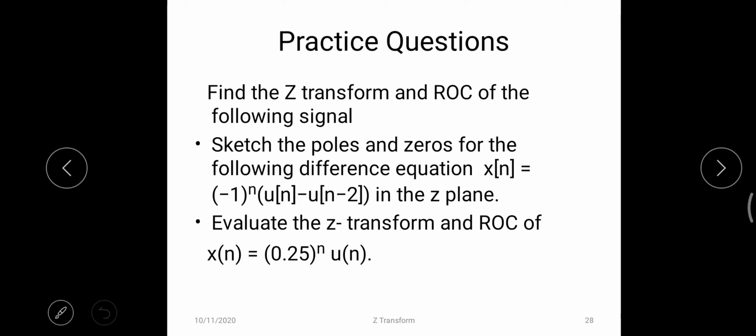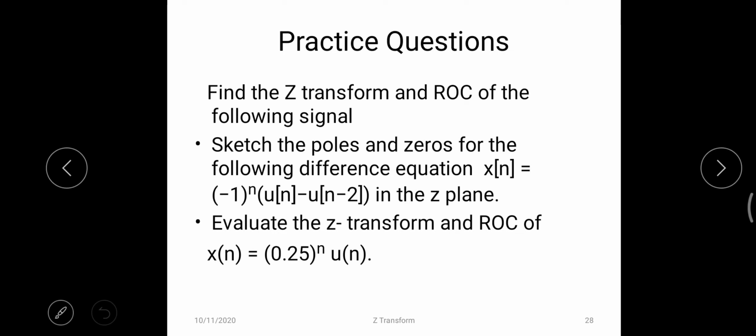And a few more sums I have added. So x of n is equal to minus 1 whole power n times u of n minus u of n minus 2. u of n is a unit step signal, u of n minus 2 is a version of the unit step signal shifted by 2. So just first subtract that. If you do the subtraction, the signal exists only for n equal to 0 and n equal to 1. Now we take n equal to 0, so it becomes minus 1 whole power 0. Then if I take n equal to 1, it becomes minus 1 whole power 1. Which means that x of n is equal to 1 comma minus 1. It's a right sided causal signal, so you can find the corresponding X of z.